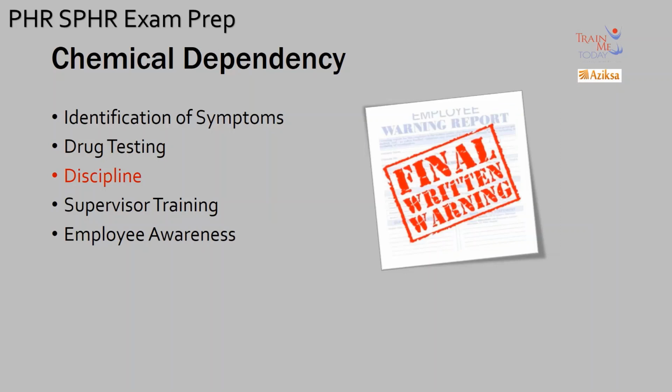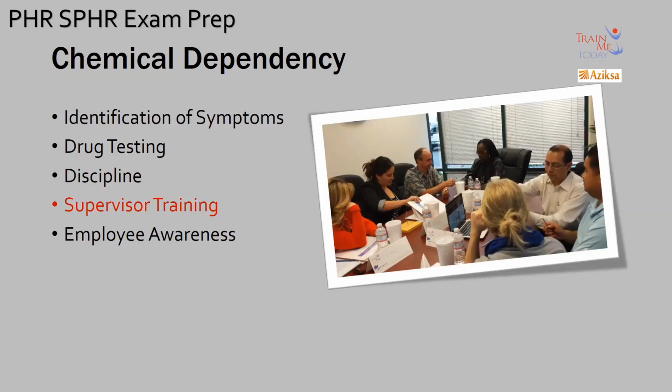When we talk about discipline and we talk about drug abuse and alcohol abuse, one of the most important things that we can do is to focus on job performance. So anytime there is a performance problem, an employee should be approached immediately. Supervisors should be trained to recognize the signs of drug use and especially of drug overdose.